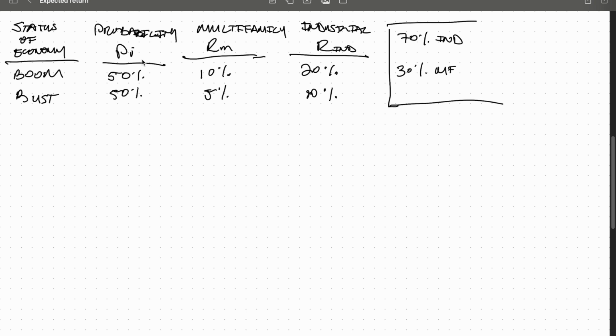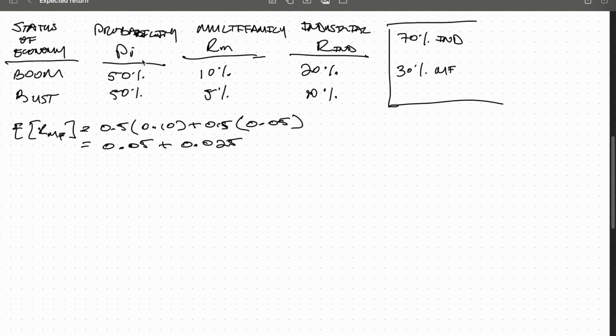So let's take a look at the expected return for our multifamily property. Expected return for multifamily equals 0.5, which is the probability of a boom, times the return of the boom, plus the chance of a bust, which is 50%, or 0.5, times the return on the bust. So this is going to be 0.05 plus 0.025, and we add these up. This is 0.075, or 7.5%.